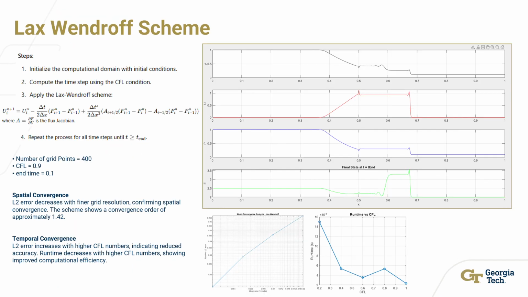Let's now discuss the Lax-Wendroff scheme, which improves upon the Lax-Friedrichs scheme by incorporating second-order accuracy. The scheme uses a two-step predictor-corrector approach. It accounts for both the flux and the Jacobian matrix to add second-order accuracy. The same simulation parameters were used. Oscillations near discontinuities are less pronounced but still present due to dispersion errors inherent in the scheme. The spatial convergence order came out to be 1.42, which is close to second order, and the L2 error increases with a higher CFL number.